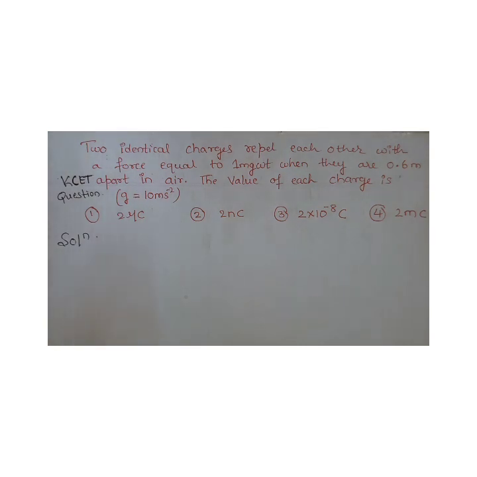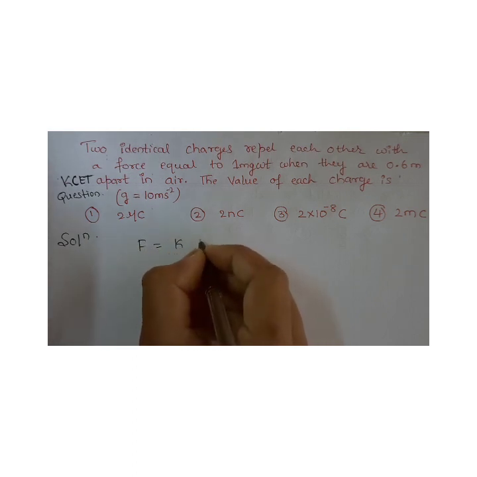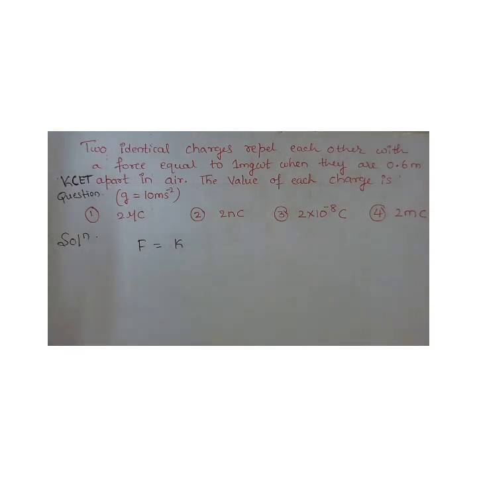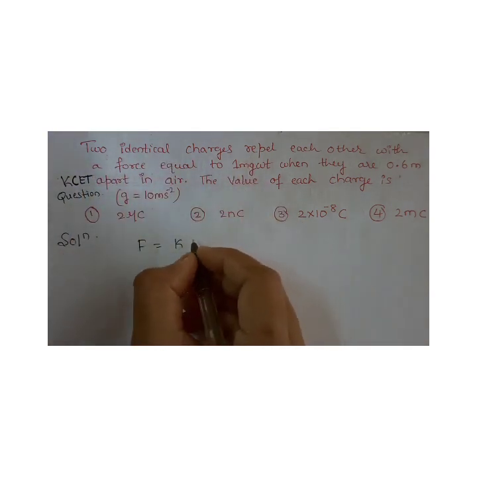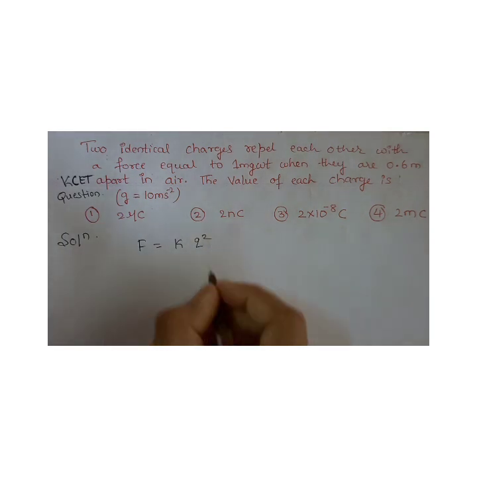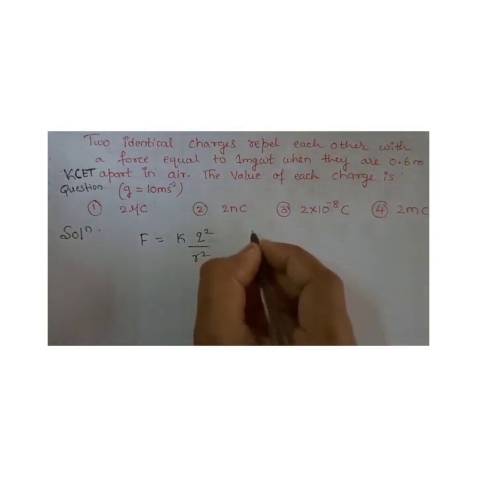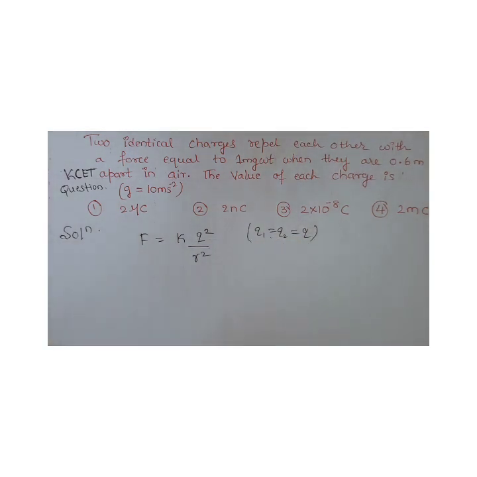Here they are asking for Coulomb's force, so Coulomb's law concept is used. What is Coulomb's law? F equals K, where K means 1 by 4 pi epsilon naught, times Q1 Q2 by R square. I am taking K here because this is a CET question, so in a minimum time you have to solve it. No need to write 1 by 4 pi epsilon naught every now and then, you can just take K. Q1 and Q2 are identical, so I take Q. Q into Q becomes Q square, divided by distance R square. Because Q1 and Q2 are both equal and I have taken it as Q.